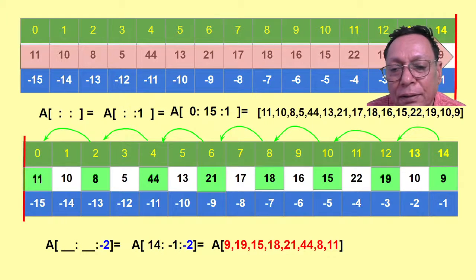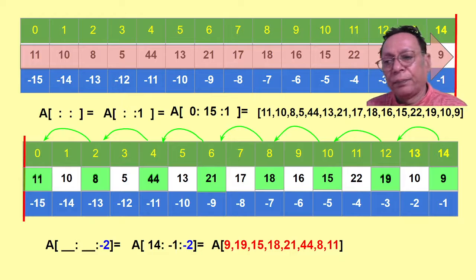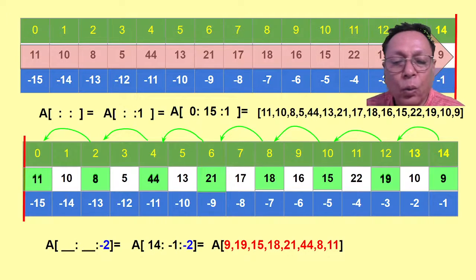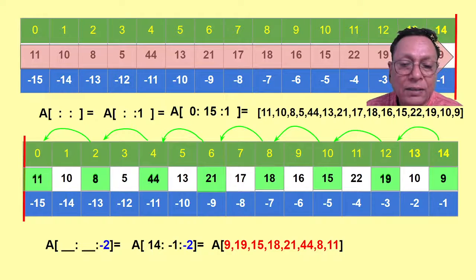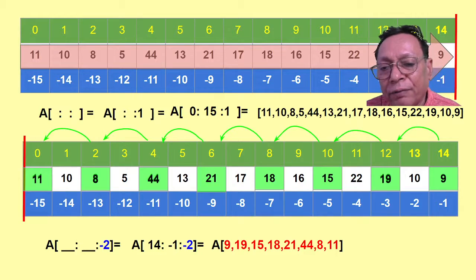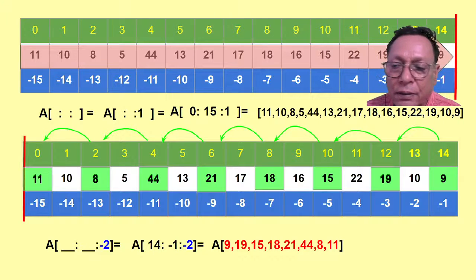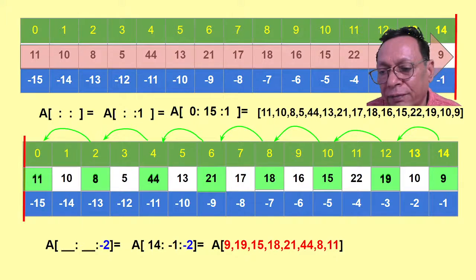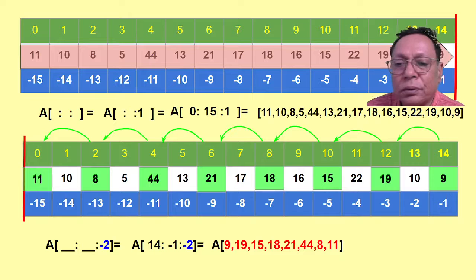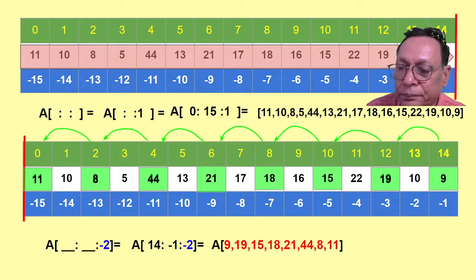So A14 to -1 with a step of -2 will give you 9, 19, 15, 18, 21, 44, 8, and 11. So again, you see this: when start is not there, stop is not there, but the step is there, that is -2, it will move from right to left with the gap of 2, and we'll get this. The entire list will be considered from right to left, and the values will be taken from right to left onwards. Hope this is clear.